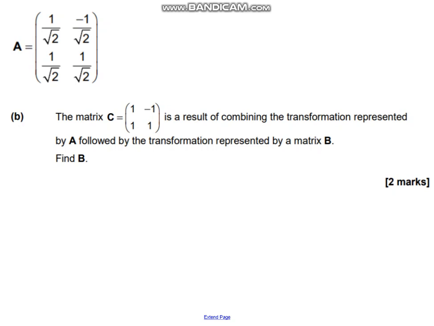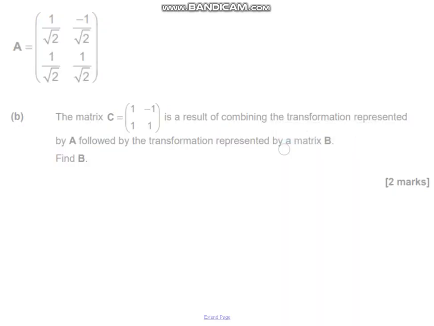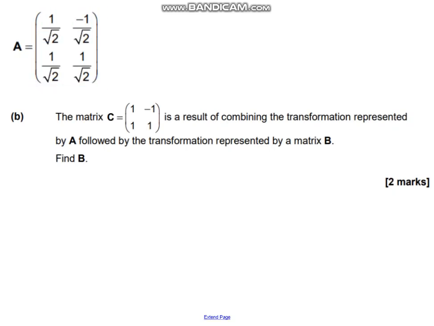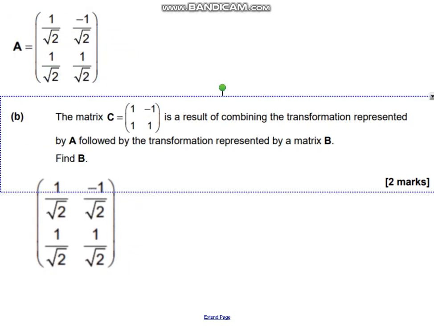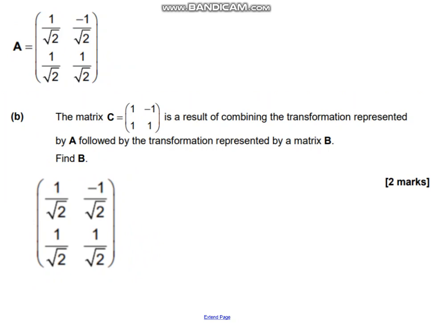So that means our situation will be for A, let's just duplicate that. Okay, so that is then going to be multiplied by another matrix, which we'll call matrix B, and then that's going to give us a matrix C, 1, 0, 1 minus 1, 1, 1.